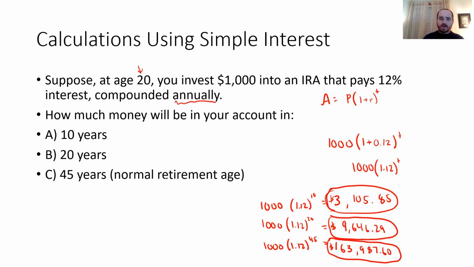Right, now the reason for this is obviously that after the first year, if we have $1,000, we gain 12% interest. All we're gaining in the first year is 120 bucks, right? So now we have 1,120. But then the next year, 12% of 1,120 is $134.40. So now after 2 years, we have $1,254.40, right?